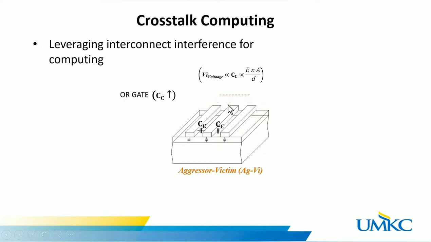So how can we implement an OR gate? By increasing the coupling capacitance between these aggressors and the victim, we can create a scenario where a 1-0 or 0-1 transition is now sufficient to induce a voltage which is above the selected threshold. Therefore, we can create the behavior of an OR gate just by playing with the coupling capacitance, which can be tuned by playing with the dimensions or dielectric.